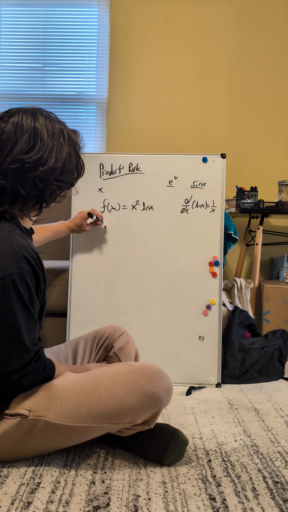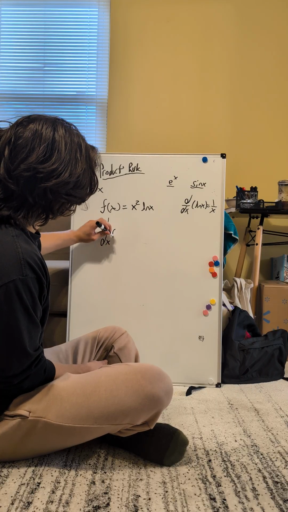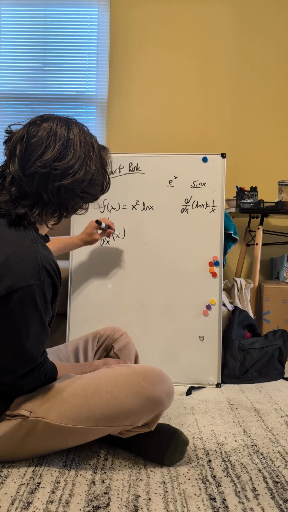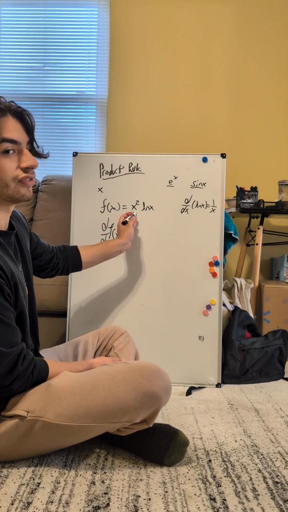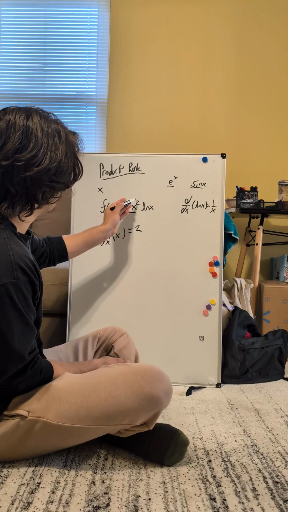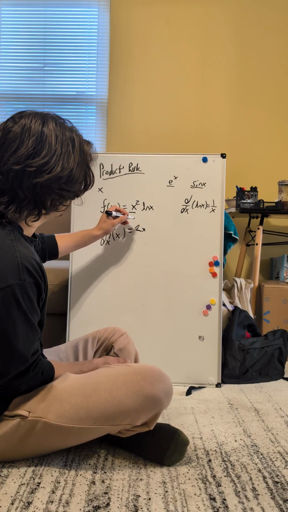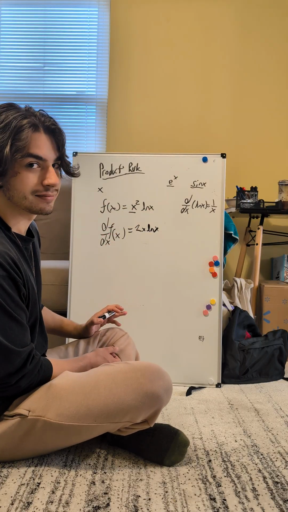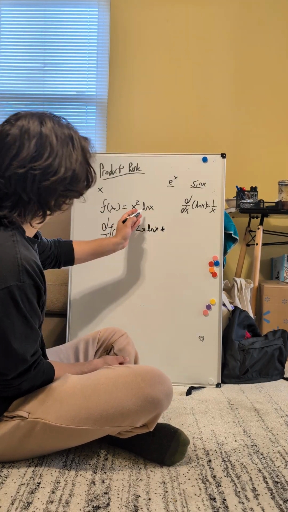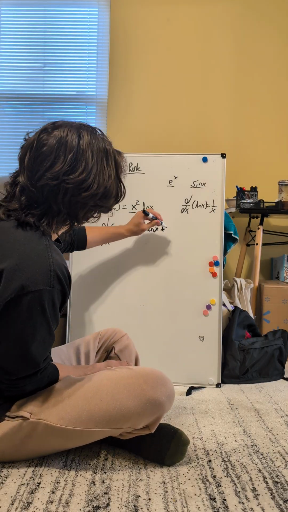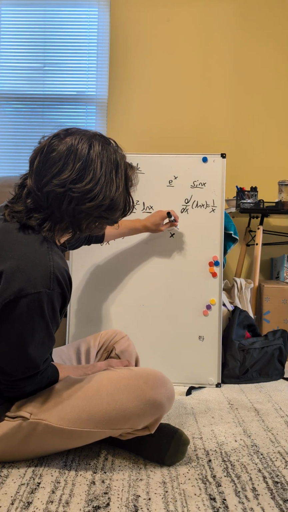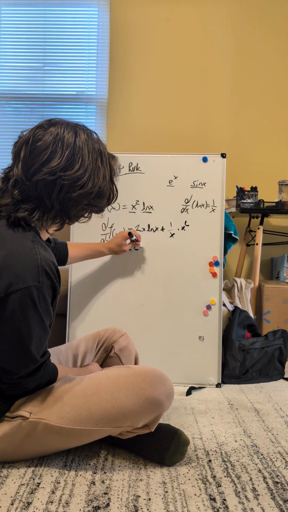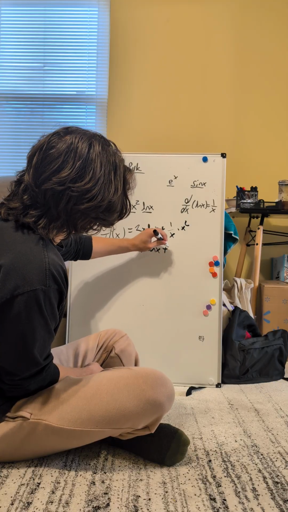Now, when coming for the derivative of this function, I can't just take their derivatives at the same time. So what I do is I take the derivative of the first one, using the power rule, I multiply the 2 over, subtract 1 from 2, I get 2x, I multiply it by the natural log of x. After that, I take the derivative of this, which is 1 over x, and I multiply it by x squared. And this leaves me with 2x natural log of x plus x.